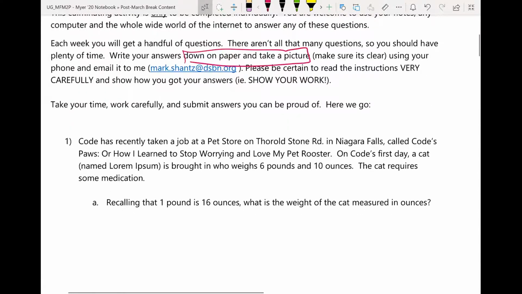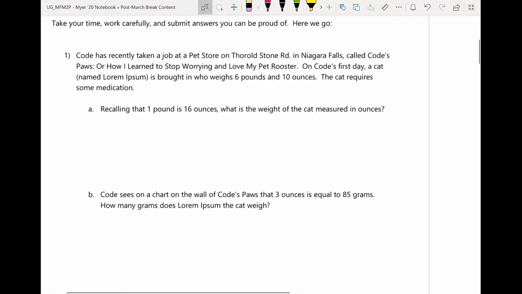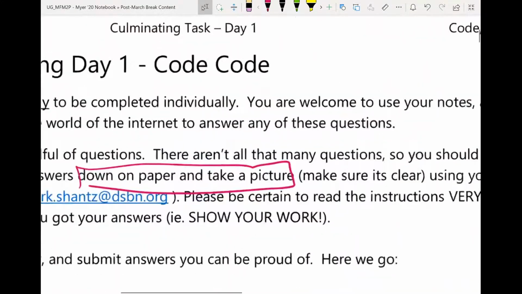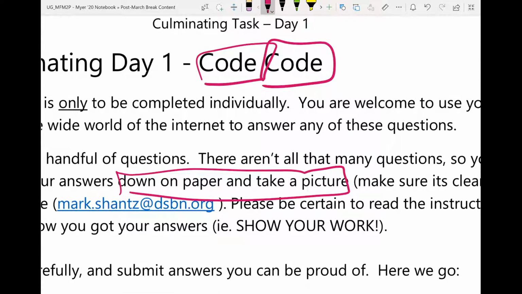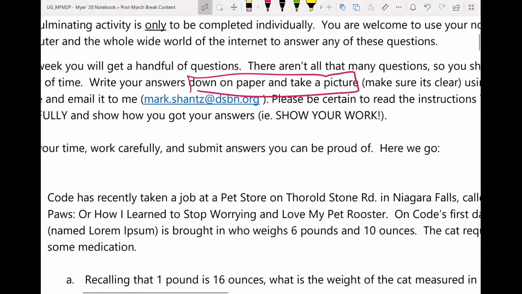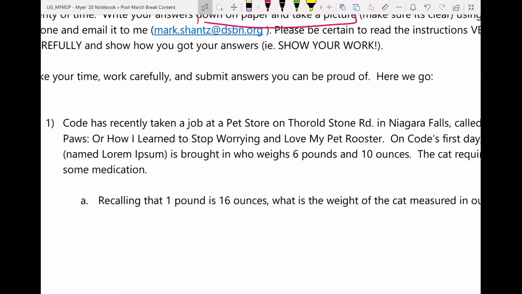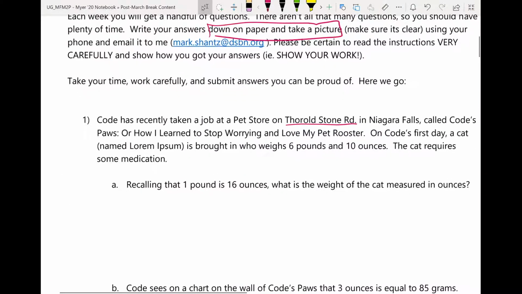All right, so we'll go through it. This is on the culminating. There's a little bit of everything. So, for example, in this case here, yours would say Antler on it, and I've changed. This is my basic one where I fill in. So this person's name is Code. Just like you, Code has recently taken a job at a pet store on Thoraldstone Road in Niagara Falls called Code's Paws, or How I Learned to Stop Worrying and Love My Pet Rooster.